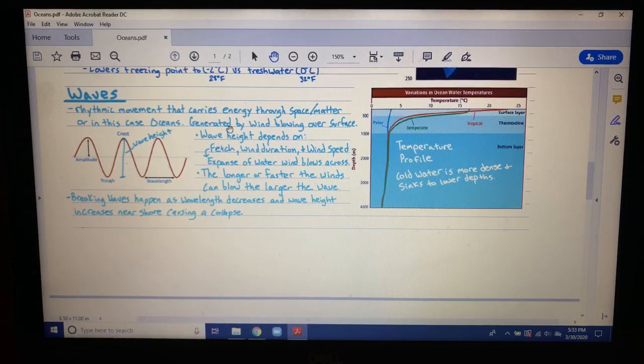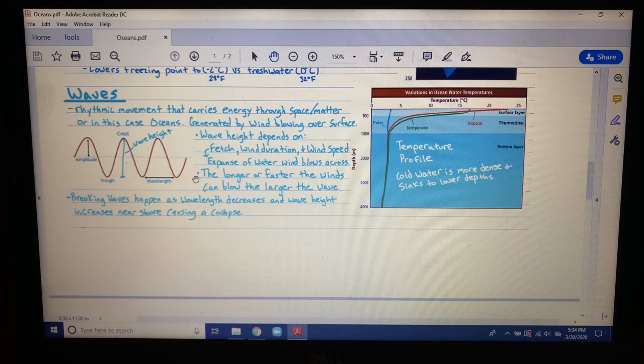The way that waves are generated is by wind blowing over the surface. Wave height, or how tall the wave gets, depends on three things. Fetch, which is the expanse of water that the wind blows across, so how big is the body of water? The wind duration, which is how long the wind is going to last. And wind speed, how fast the wind is blowing. The longer or faster the winds blow, the larger the wave height, so you'll have bigger waves.